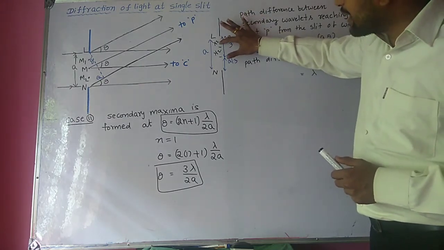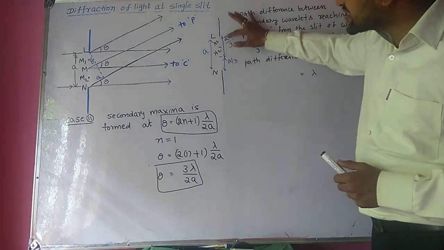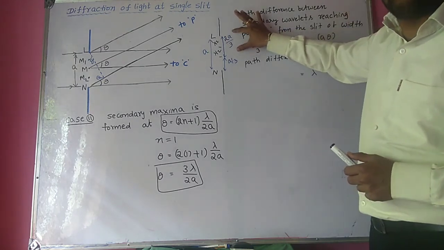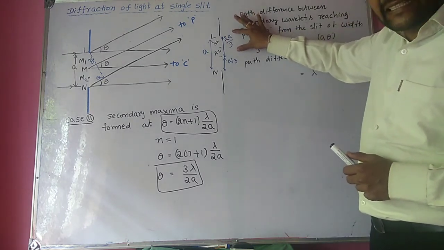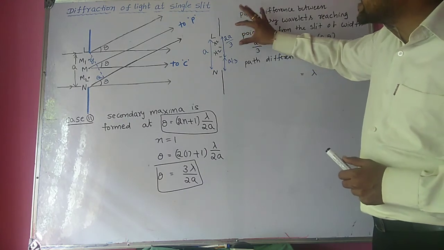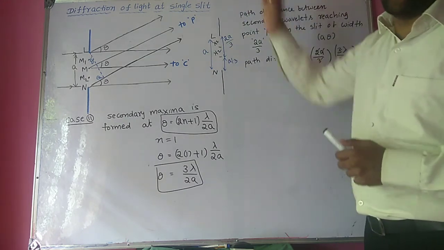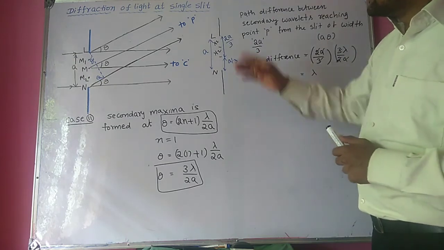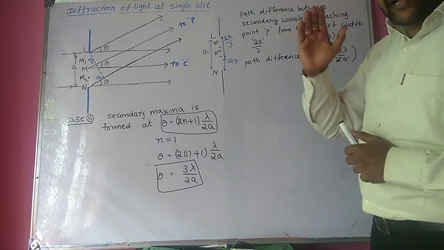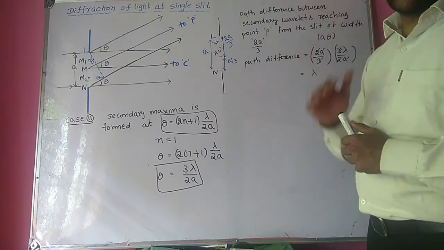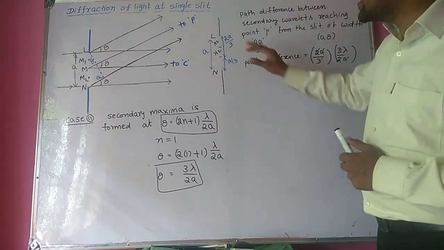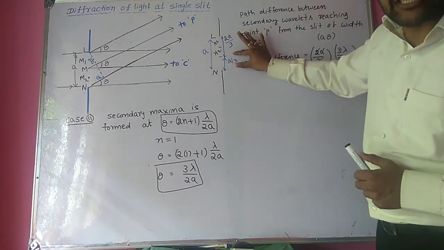Because this is lambda by 2, lambda by 2. Due to these a by 3, a by 3 parts, the intensity will get cancelled and the resultant intensity due to this 2a by 3 part will become 0. Now, the intensity at point P results due to the remaining part, that is a by 3.